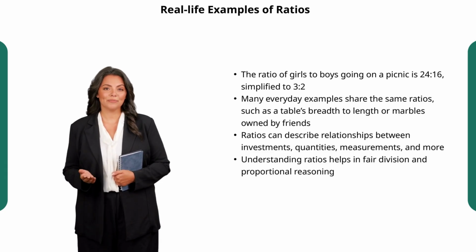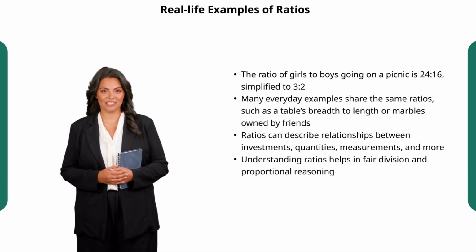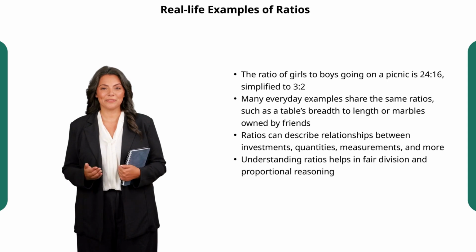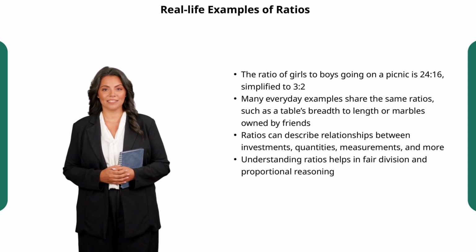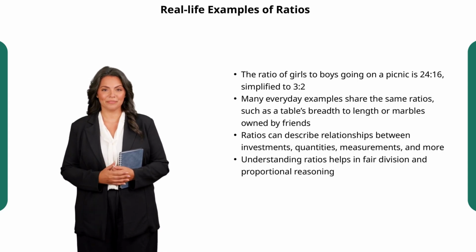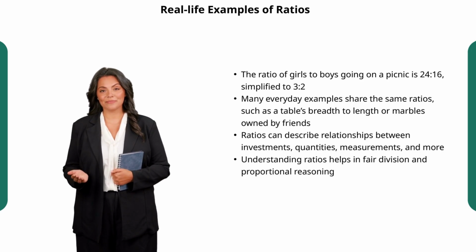For example, if 24 girls and 16 boys are going on a picnic, their ratio is 24 to 16. Simplifying this, just like before, we get 3 to 2. Imagine a table whose breadth and length are in the ratio 2 to 3. Or two friends, Sheena and Shabnam, own 2 and 3 marbles respectively. Their marble ratio is also 2 to 3.